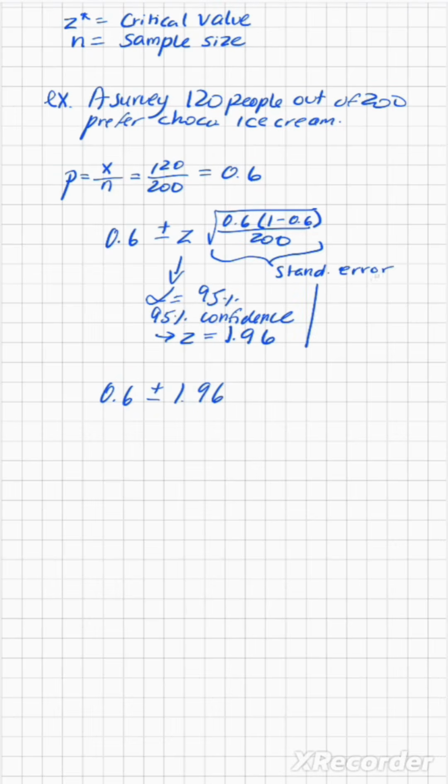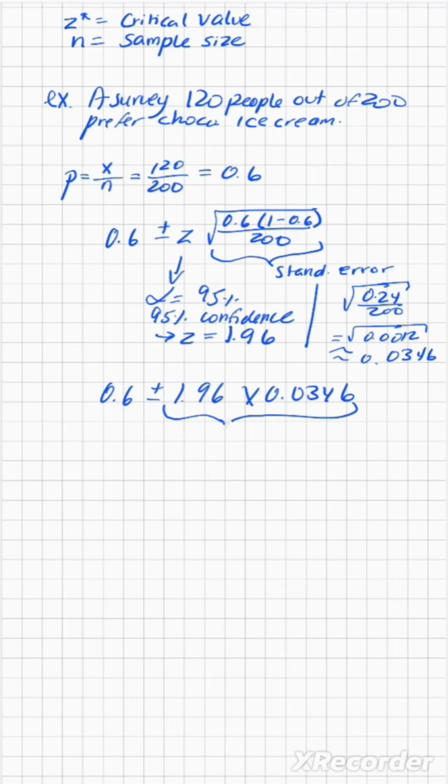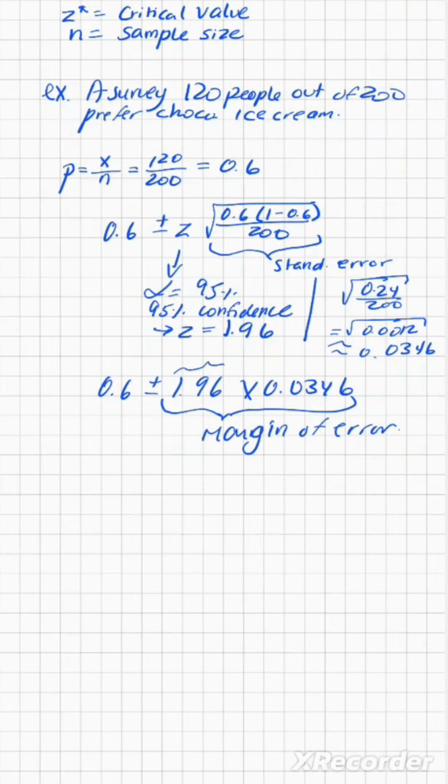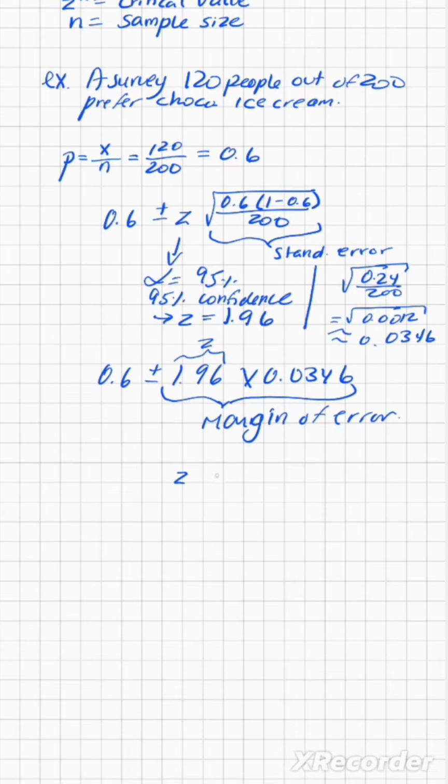So we have the square root of 0.24 divided by 200, which is equal to the square root of 0.0012, which is approximately 0.0346, and then times 1.96. Now this is your margin of error. You have your Z score here, and the Z score is influenced by your confidence level. So the higher the confidence level, the higher the range.